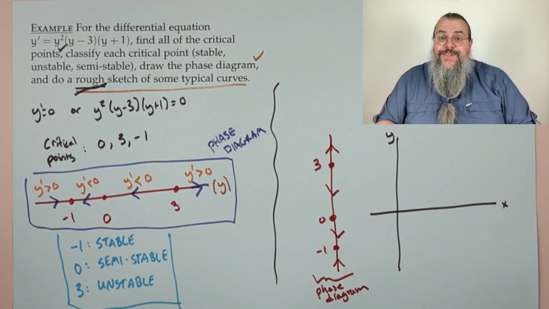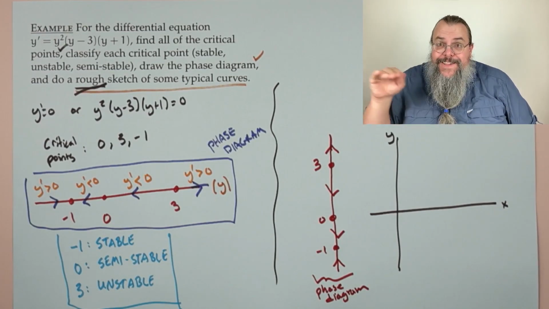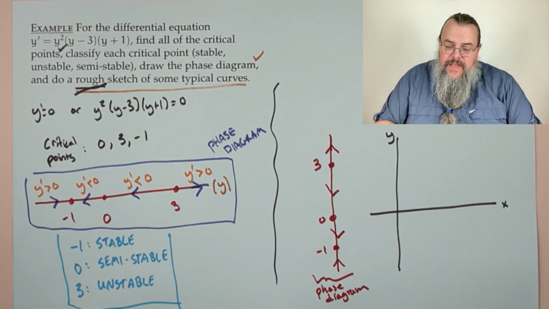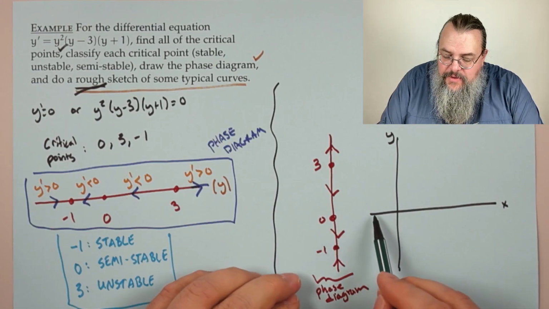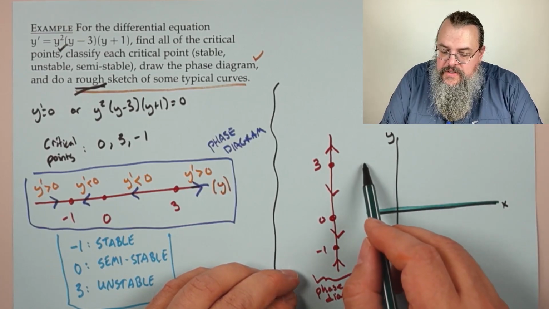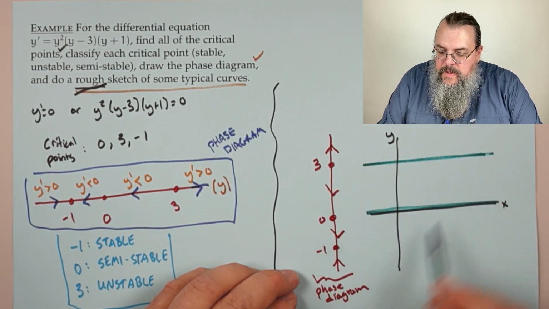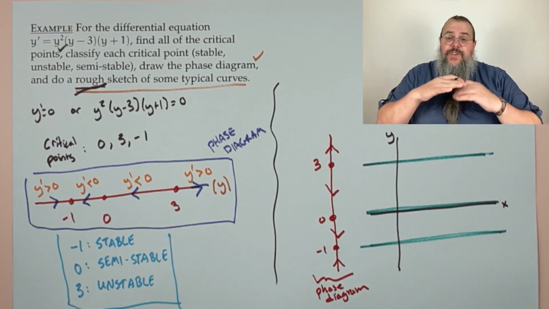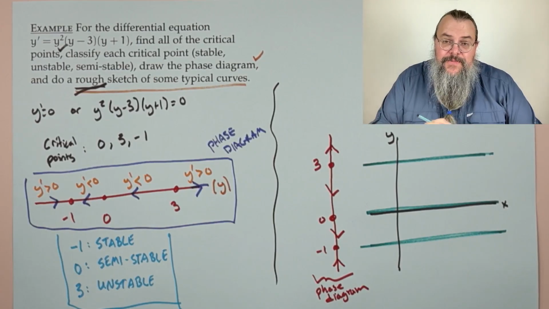Where are the constant solutions? Flat lines. So constant solutions, flat lines, those are super easy to draw. And these are the critical points. So we say, okay, here's a curve, 0. Here's a curve, 3. And here's a curve, -1. All right, so those are 3 of our curves.